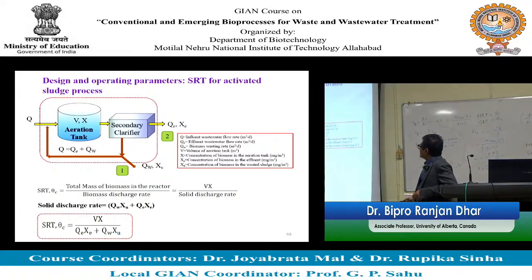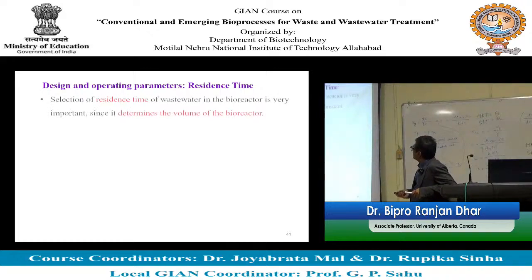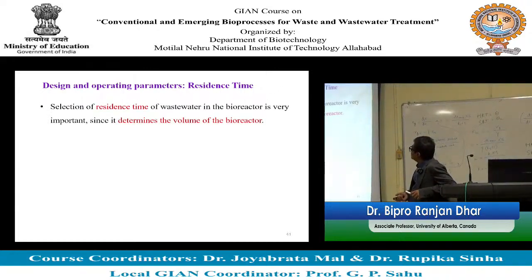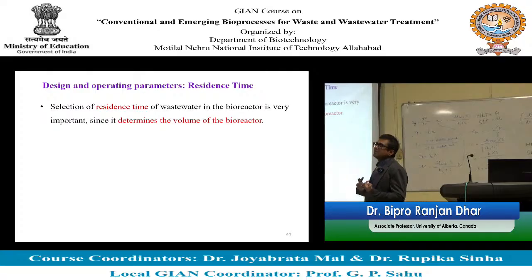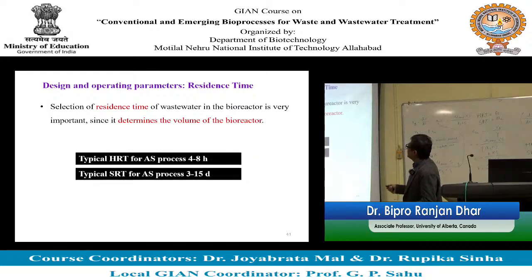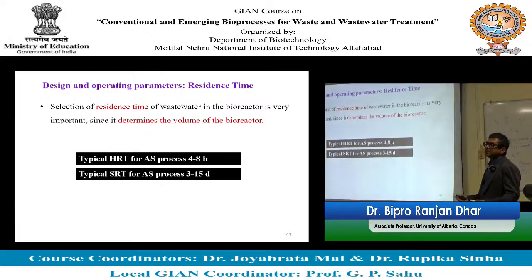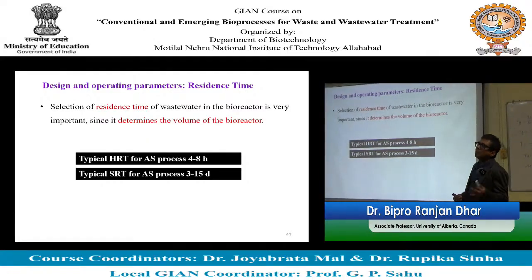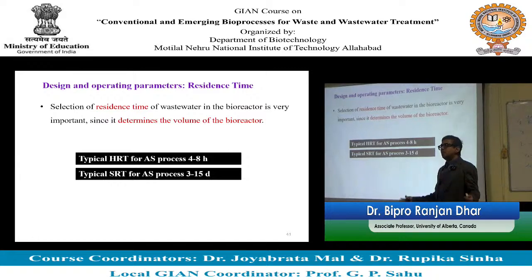So the selection of residence time is very critical, again, because if we don't provide them enough time, microbes are going to be washed out, they cannot grow in the system. And typical HRT for the activated sludge process is 4 to 8 hours, okay? But on the other hand, SRT is 3 to 15 days. So the activated sludge process allows us to decouple SRT and HRT. We maintain shorter HRT but longer SRT.